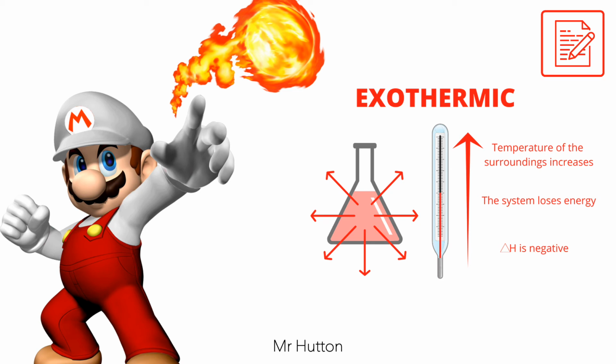And then we've got delta H is negative. Right, delta H, something we've not seen yet. So delta H is essentially the energy change. So the energy change in an exothermic reaction is negative. And we'll see this more when we look at some energy profile diagrams later on in the course. But if you think about the two phrases above that, so the temperature of the surroundings increases, the system loses energy. So delta H is negative. So the system losing energy links in with delta H being negative. So if the system loses energy, then the energy change is negative.